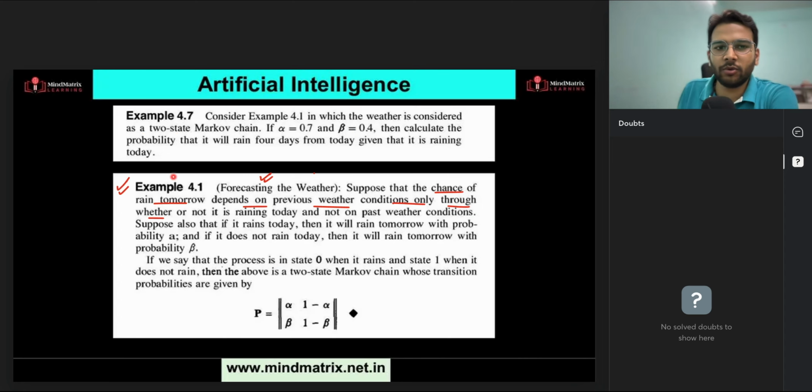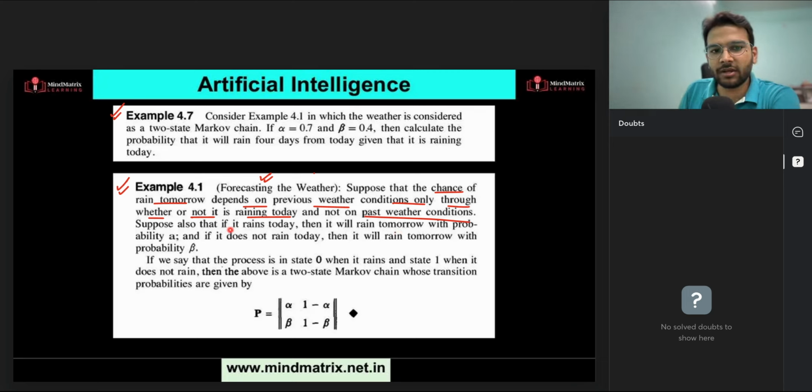Okay, so in order to solve this particular question, let's read this first. Example 4.1, what does it say? We are forecasting the weather. Suppose that the chance of rain tomorrow depends on previous weather conditions only through whether or not it is raining today, and not on past weather conditions. So again, it is clearly saying that you have to assume this Markov property, right? Your future prediction will only depend on whether it is raining today or not, not on the previous past weather conditions.